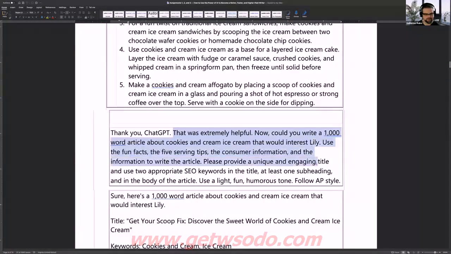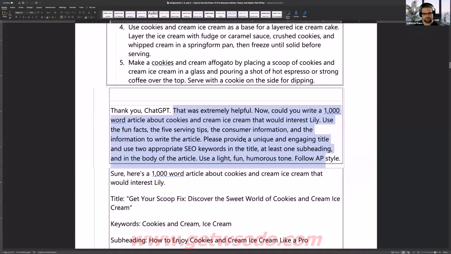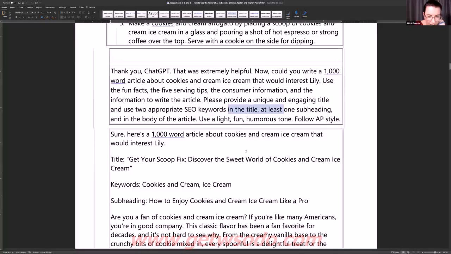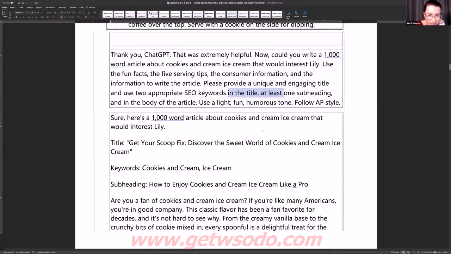So now we're asking it to write the article, right? In this case, we're going a step further. Please provide a unique and engaging title and use 2 appropriate SEO keywords in the title. When doing SEO stuff, you want to tell it what keyword to focus on. Oh, look, it's used cookies and cream and ice cream for keywords.